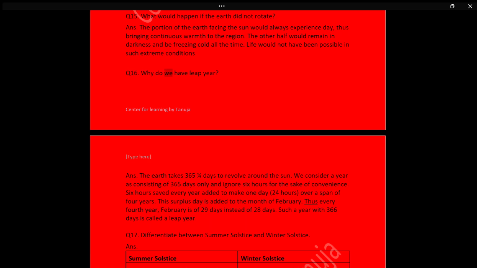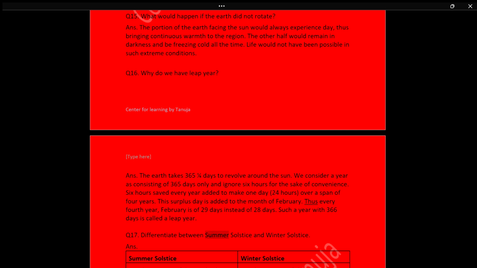Q16. Why do we have a leap year? Ans. The Earth takes 365 and a quarter days to revolve around the Sun. We consider a year as consisting of 365 days only and ignore 6 hours for the sake of convenience. The 6 hours saved every year add up to make one day, 24 hours, over a span of 4 years. This surplus day is added to the month of February. Thus every fourth year, February is of 29 days instead of 28 days. Such a year with 366 days is called a leap year.